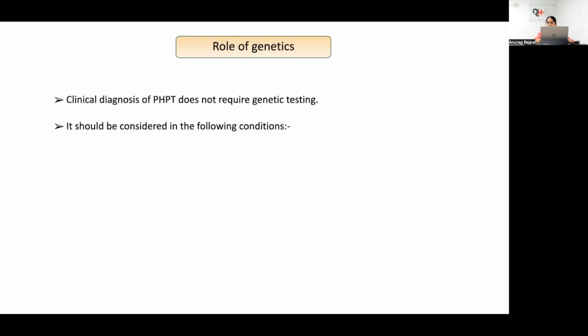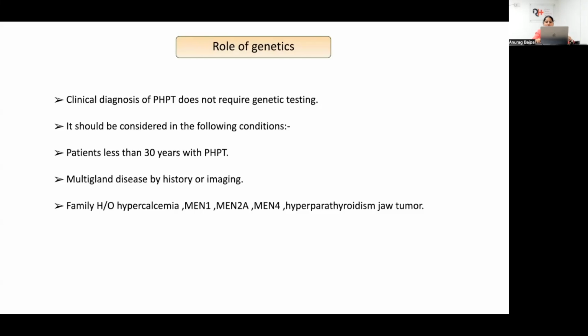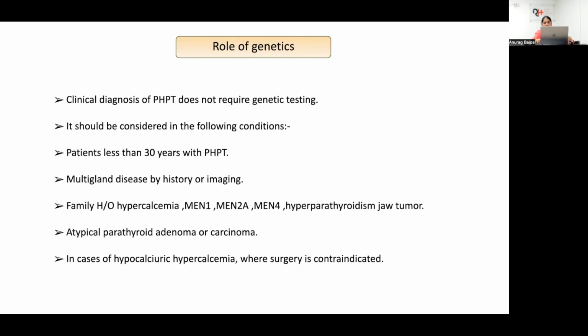Now, the role of genetics: it's very important to assess when we should go for genetics. The guidelines clearly say that genetics is not required to make the clinical diagnosis of hyperparathyroidism. It should be considered only in the following conditions: when the patient has hyperparathyroidism and the age is less than 30 years, when there is multi-gland disease by history or imaging, when there is a family history of hypercalcemia, MEN 1, MEN 2A, MEN 4, hyperparathyroidism-jaw tumor, when there is an atypical parathyroid adenoma or carcinoma, and in cases of hypocalciuric hypercalcemia, because in those cases surgery is contraindicated. So genetics is required in these scenarios.